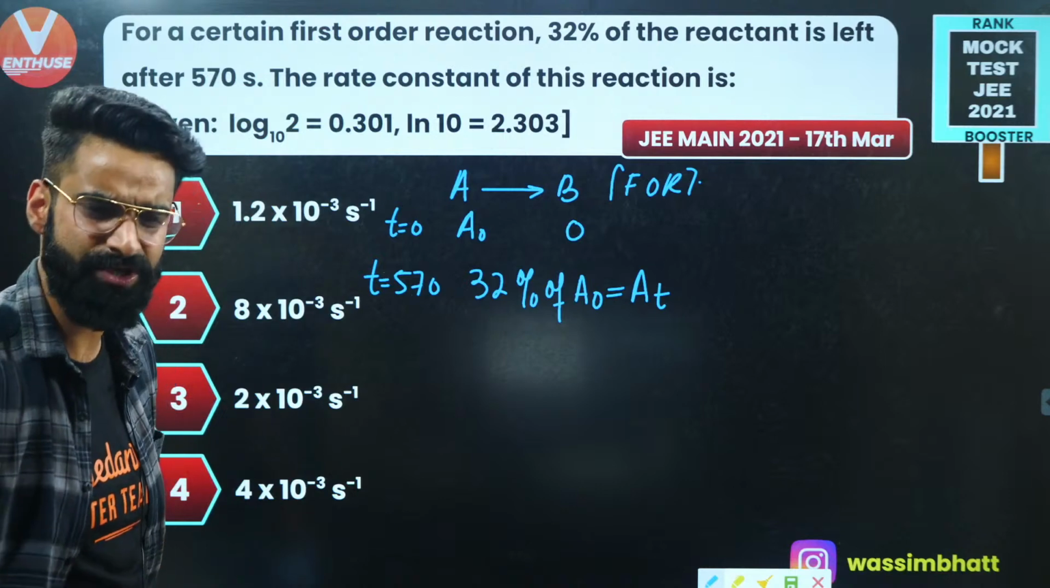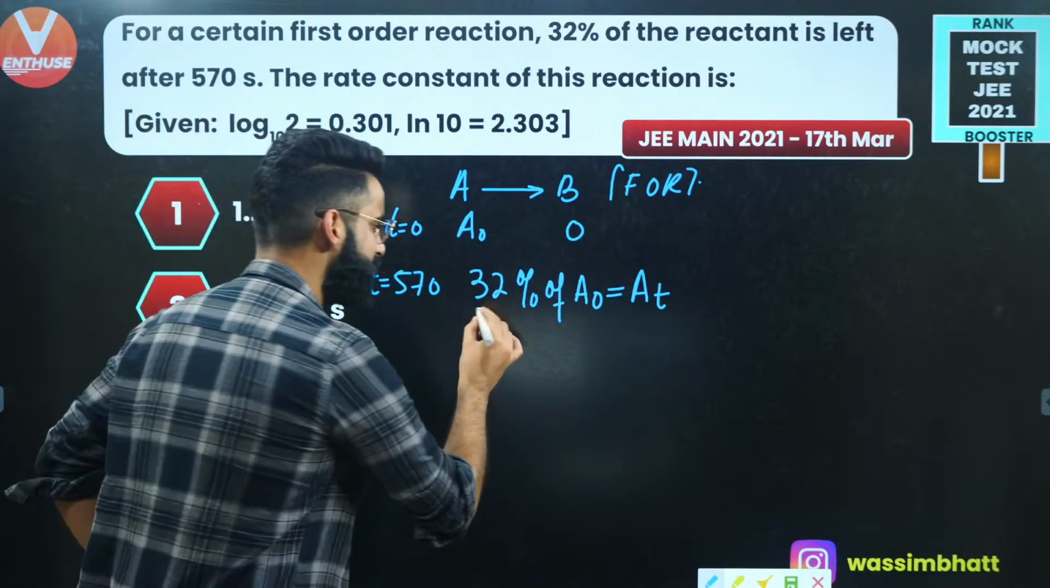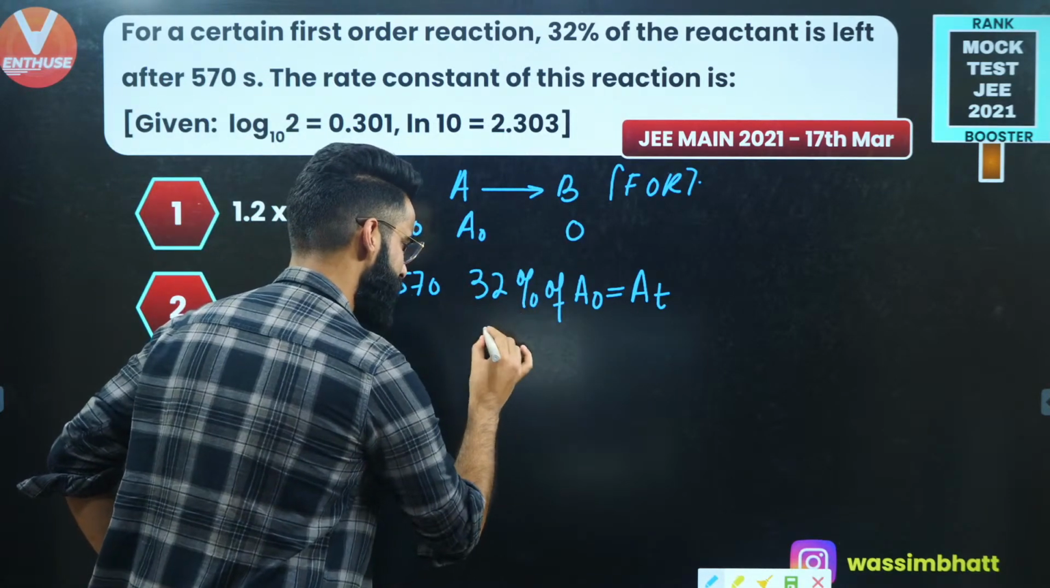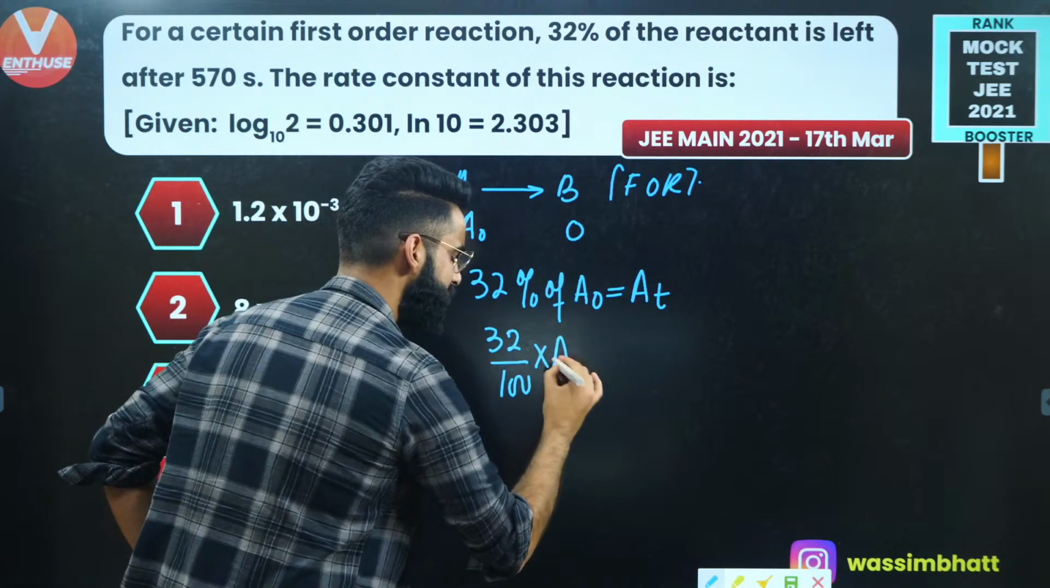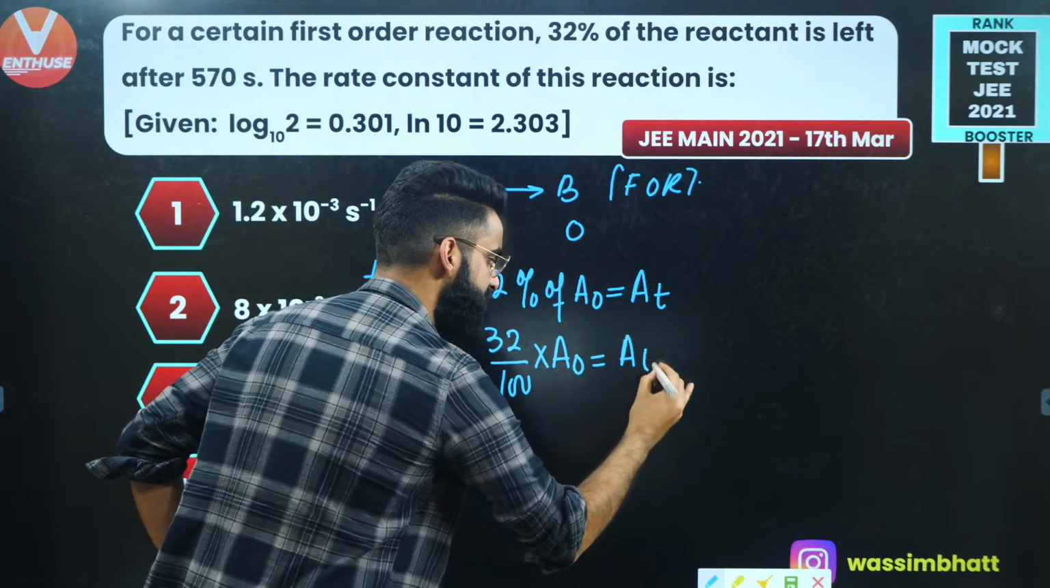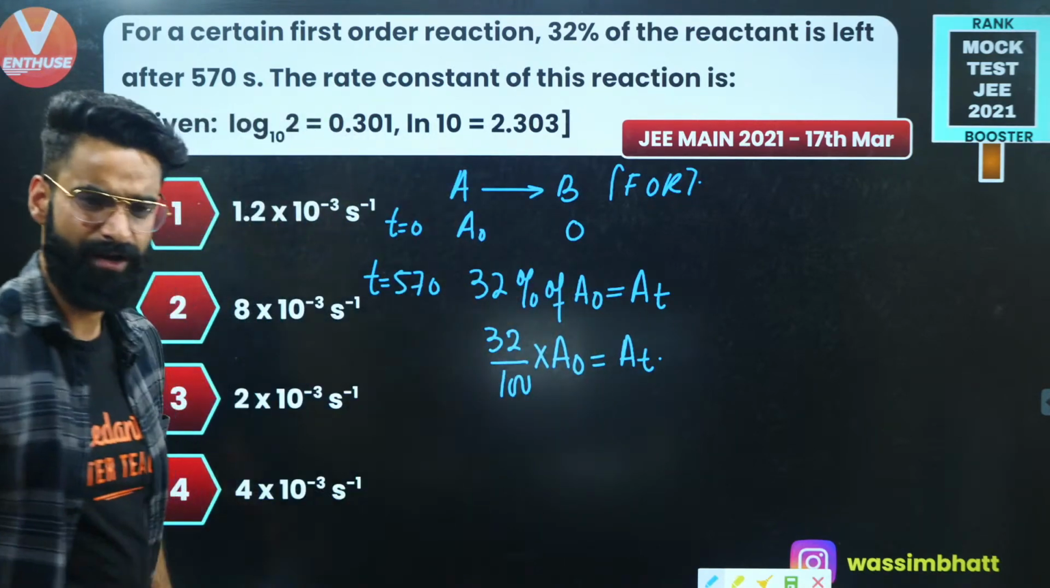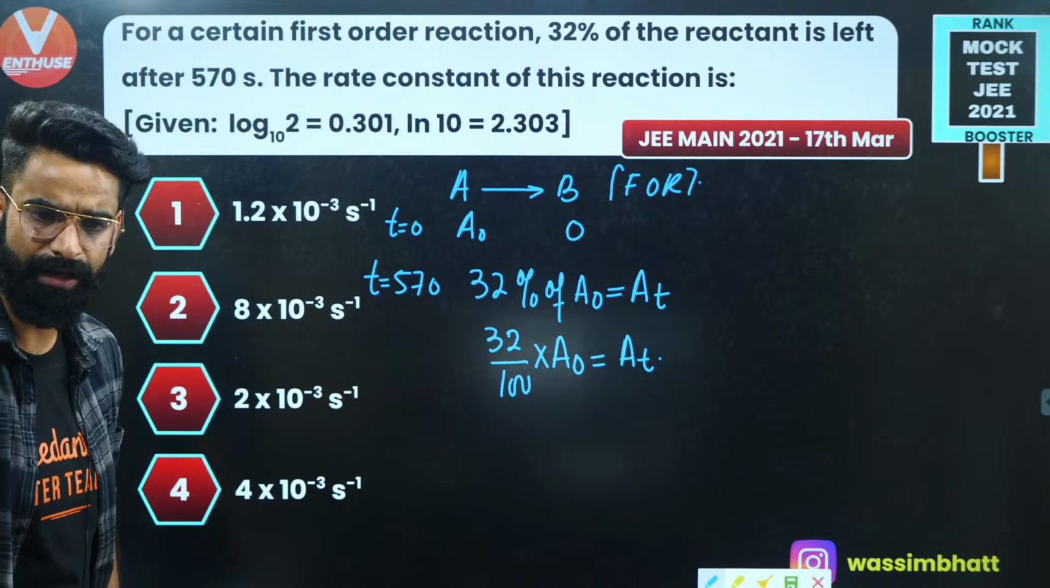The question is almost done, right? So 32% of A0 is simply going to be 32 divided by 100 multiplied by A0. This is the value of AT after 570 seconds, yeah? Now, the question is almost done.